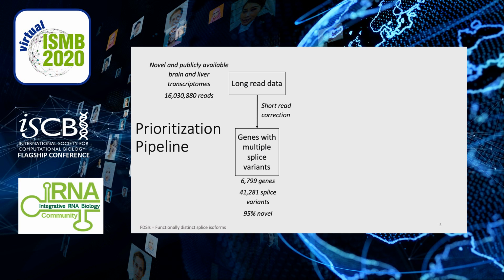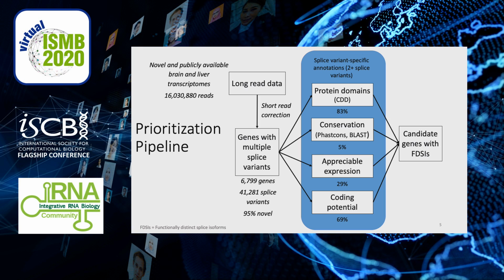Interestingly, about 95% of these splice variants are not present in Ensembl, making them novel to our computational databases and computational tools. I then annotated each splice variant using the functional genomics that we talked about earlier. Each splice variant was annotated with protein domains from the Conserved Domain Database. Each splice variant was annotated with a conservation score. These were calculated in a number of different ways, such as FASTCons and PhyloP, which are based on multiple sequence alignments, and homology-based scores like BLAST. And finally, my annotations for appreciable expression and coding potential of the splice variants were based on scripts that I wrote.